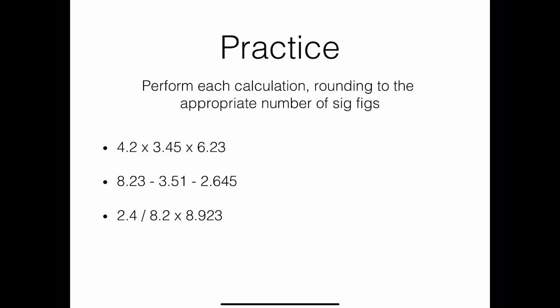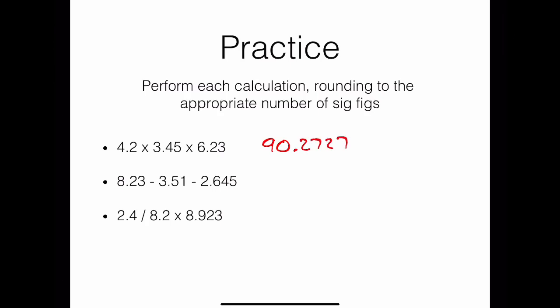In this problem, we're asked to perform each calculation rounding to the appropriate number of sig figs. So performing the calculation itself is only part of what we have to do. The second part is to actually determine how to round our answer based on the number of sig figs in each of these problems. So the way we start is by performing the multiplication. And in this first one, if you take a calculator, you have a calculator on your phone, you can multiply 4.2 by 3.45 by 6.23.